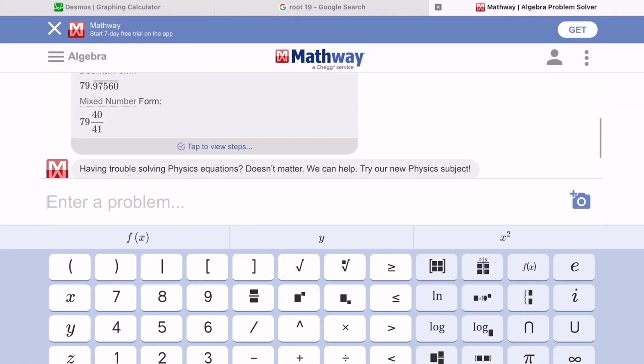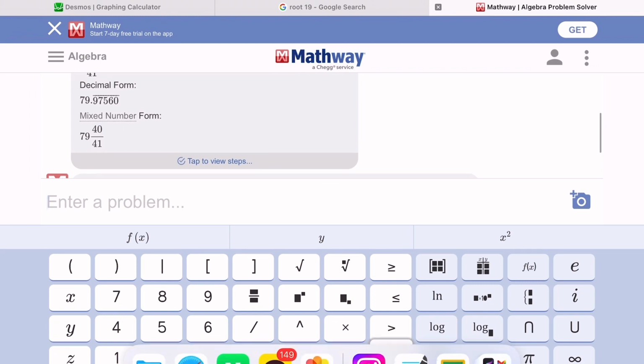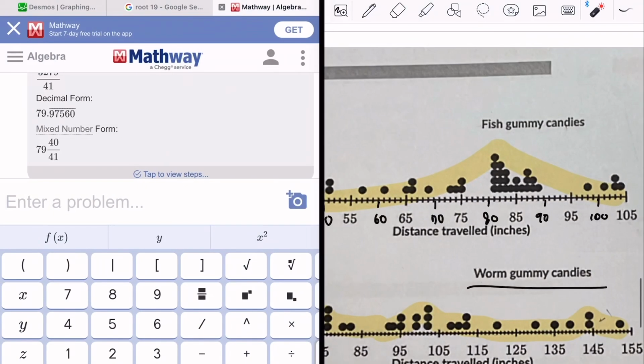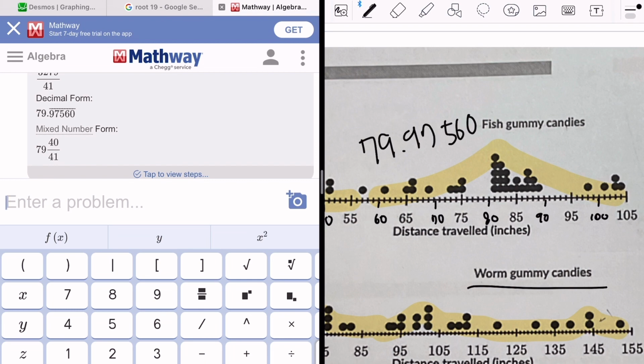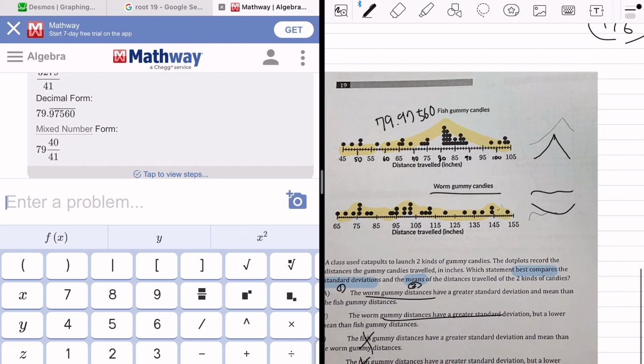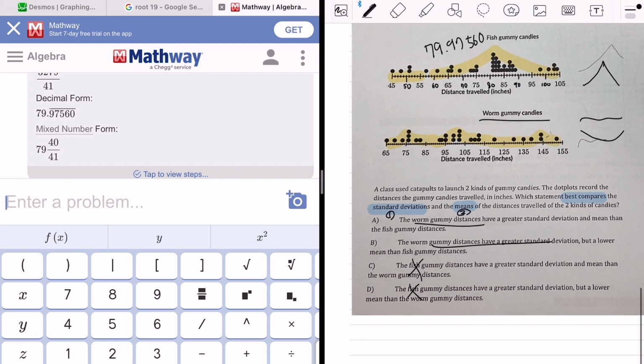So it's approximately 90, it's approximately 79.9756. Okay, then let's calculate the next one.